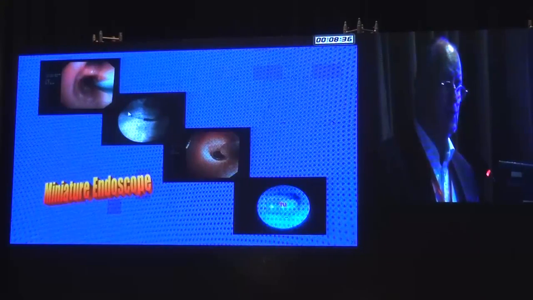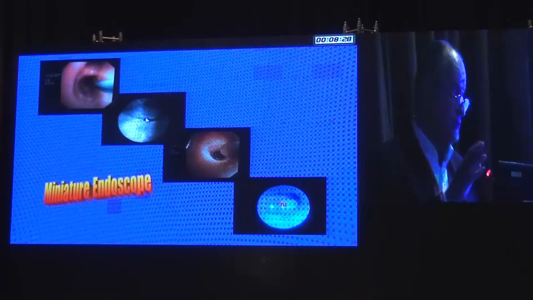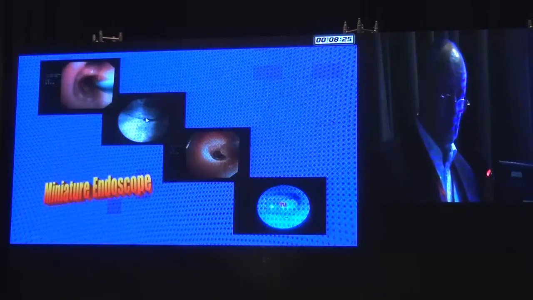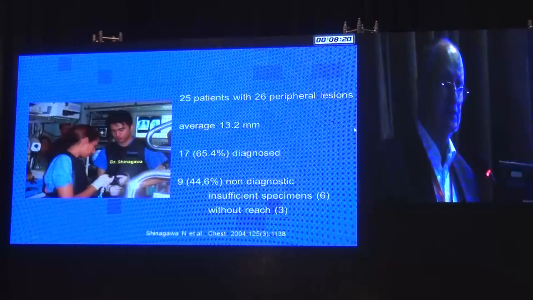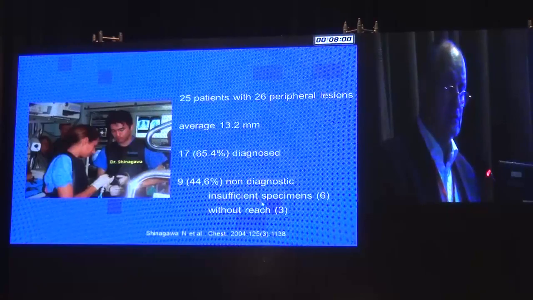So you go out into the bronchus, you see whether the lesion is endoluminal or compressing, and then you can slip the regular bronchoscope over the miniature bronchoscope to get to the lesion and take appropriate samples. Dr. Shinagawa, who was once staying in my hospital, did a prospective study with the Atlas Slim bronchoscopes and had results of over 60%, but the biopsy tools are too small in many cases to get significant material.